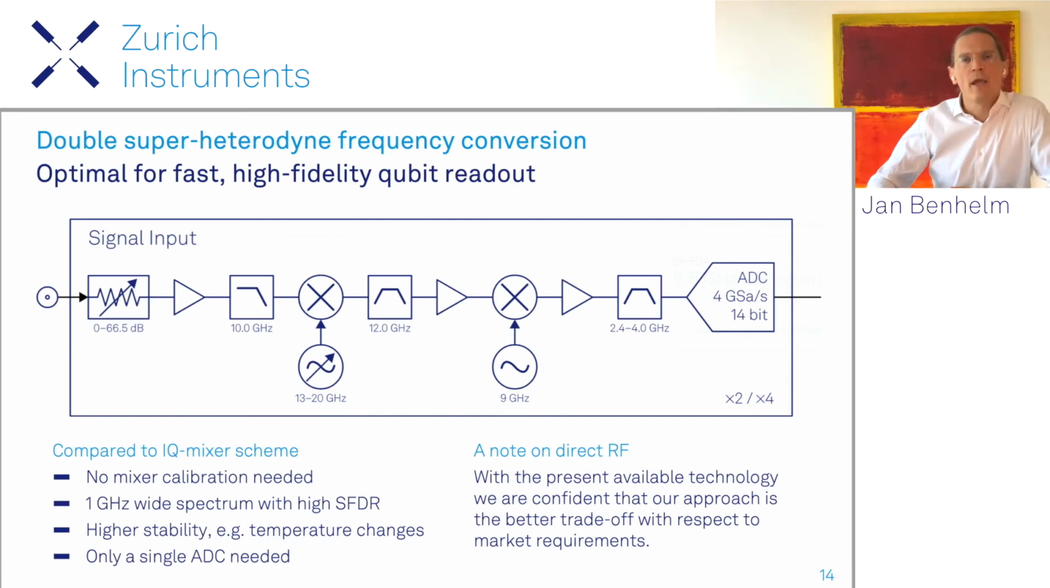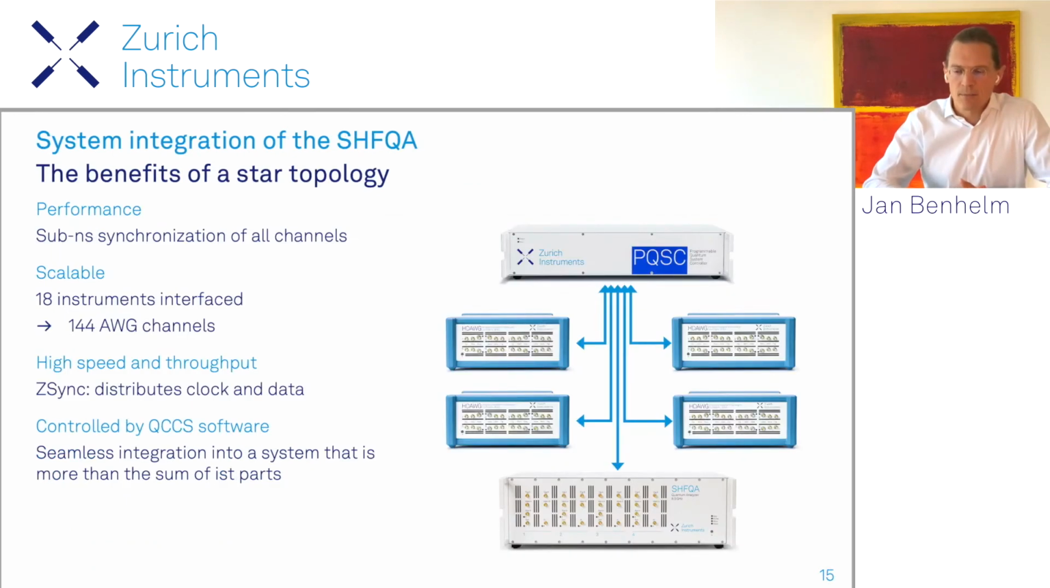Now, how does the SHFQA integrate into larger setups? We have this star-like topology here, which we chose because every time you add instruments, the performance of the entire system is not taking a penalty. And the system has 3 main different components. First of all, there's the signal generation side, represented here by the HD AWGs with the blue edges, and then there's the quantum analyzer, so you can have one or many of those, and then you have a PQSC, or a central controller here, a programmable quantum system controller, and the current version can orchestrate up to 18 instruments.